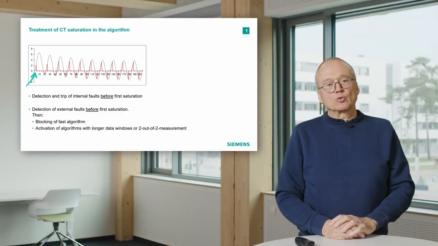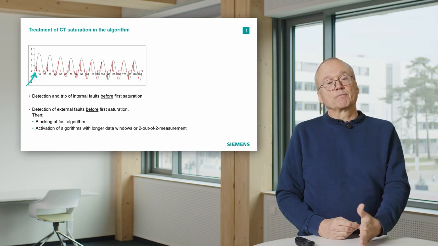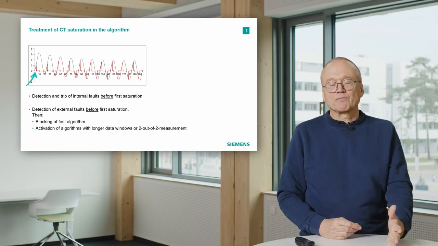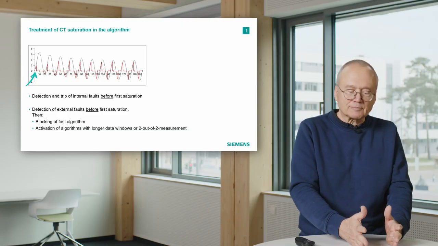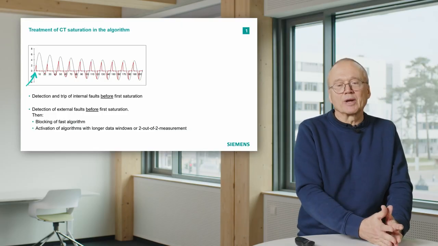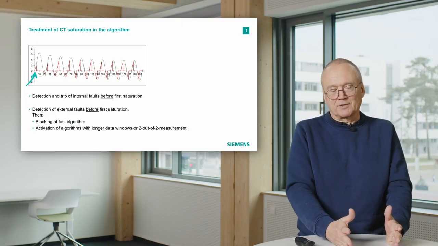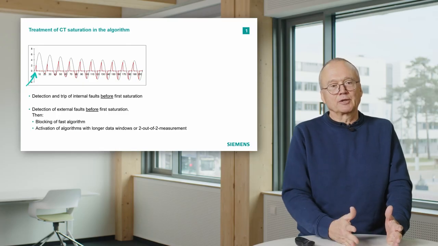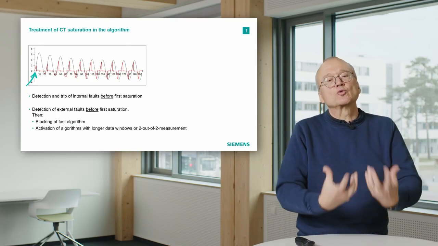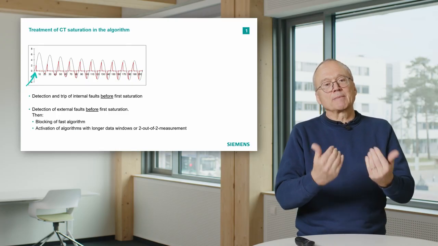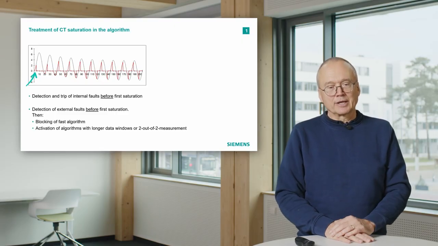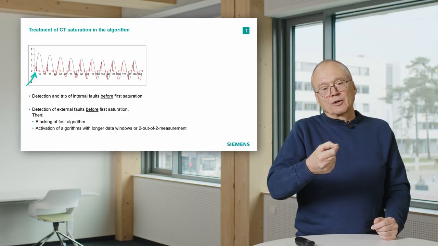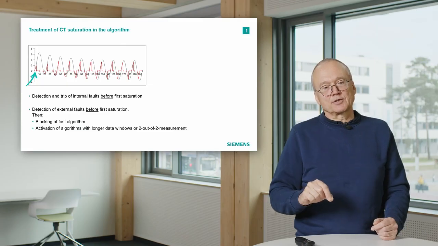What we typically do is we make this decision before the first saturation comes. That means we have some requirements to the current transformer that we must have a saturation-free time of a few milliseconds. You find this requirement in the manual. And then we do blocking of a fast algorithm, and we activate then algorithms with longer data windows, which are not that sensitive on saturation.